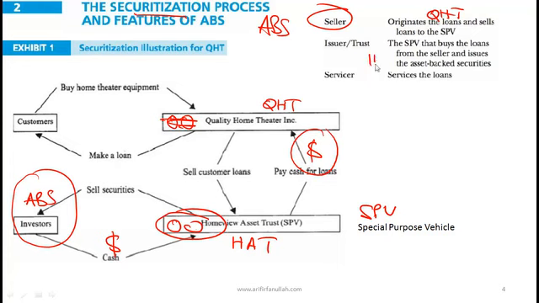So in our example, this is HAT, and the servicer is the entity that services the loans. Servicing the loans means making sure that customers are paying up, calling the customers who are not making their payments on time, and so on. In this example, who is the servicer? It's QHT. Could the servicer be a third-party entity other than QHT and HAT? It could be. In any case, in our simple example, you need to understand what the seller means, what the issuer means, and what the servicer means.